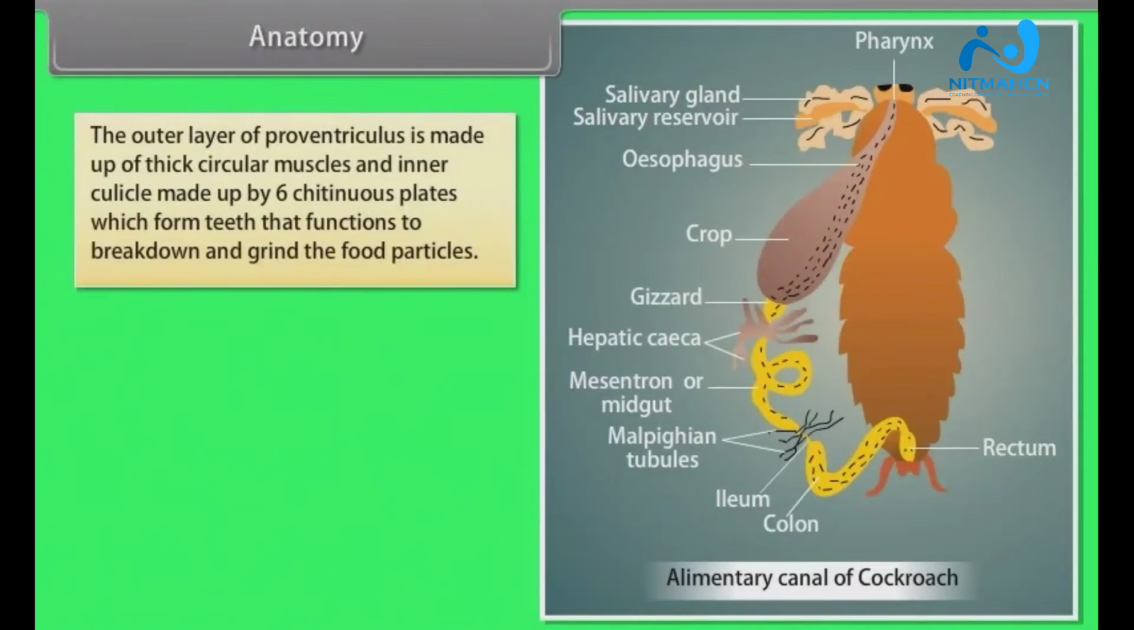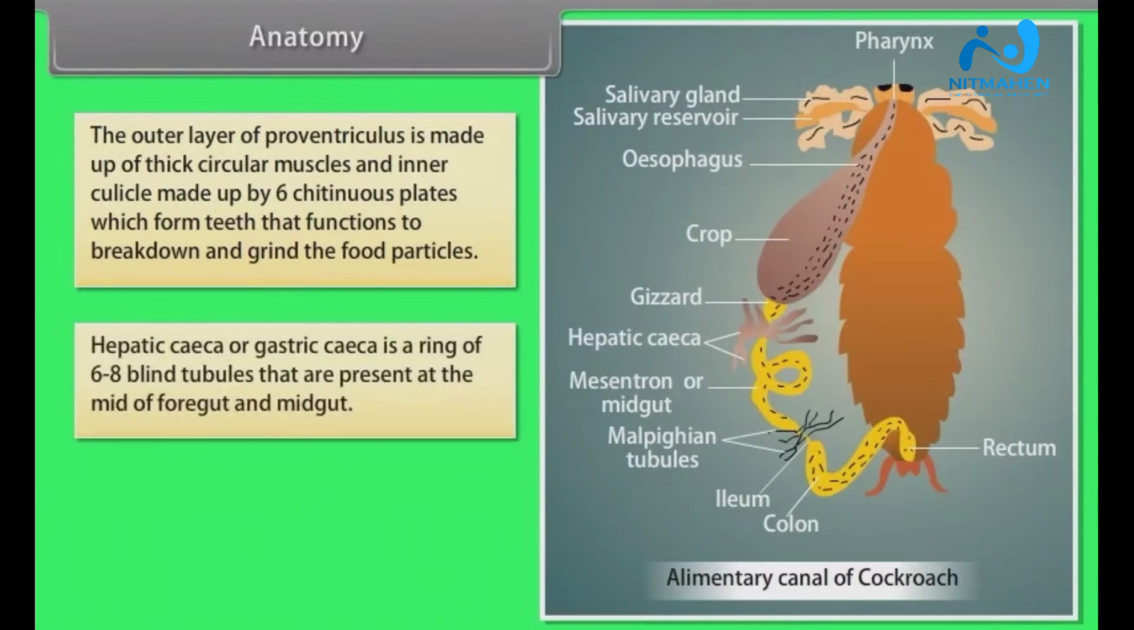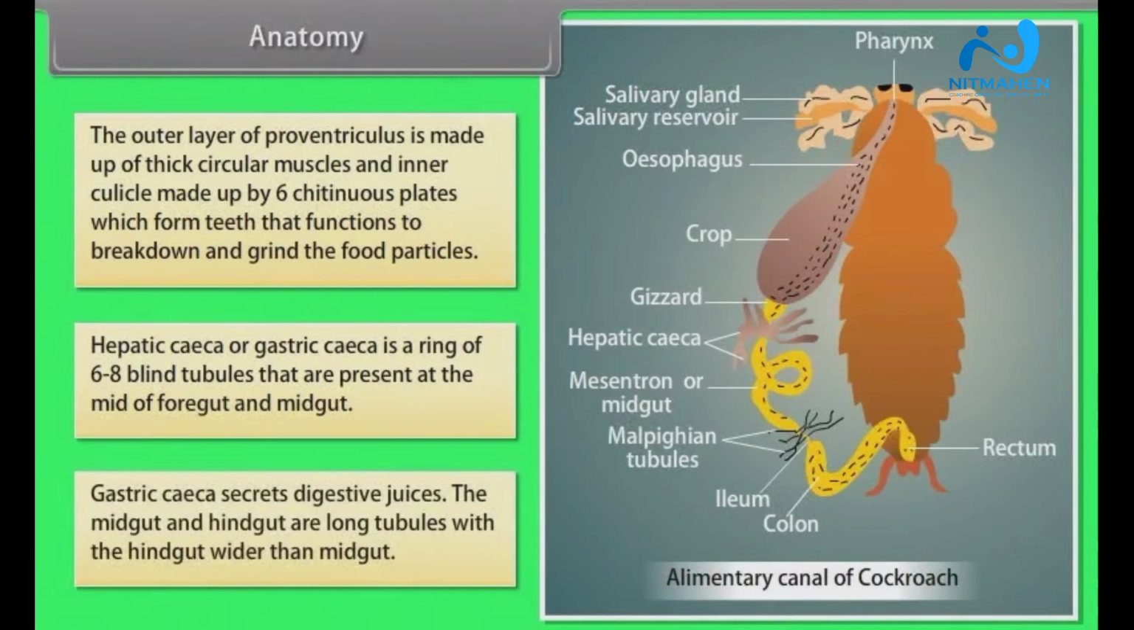The outer layer of proventriculus is made up of thick circular muscles and inner cuticle made up of 6 chitinous plates, which form teeth that function to break down and grind the food particles. Hepatic caecae or gastric caecae is a ring of 6 to 8 blind tubules that are present at the junction of foregut and midgut. Gastric caecae secrete digestive juices.